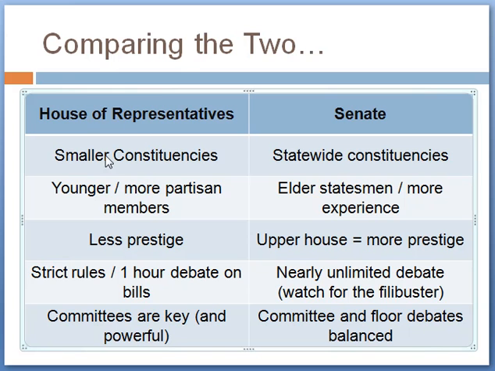You'll see that the House of Representatives has smaller constituencies. They simply represent less people, whereas in the Senate they represent the whole state. The House is often younger. There are more partisan members, whereas the Senate is the elder statesman. They're the more experienced one. Therefore, the House of Representatives has less prestige. The upper house has more prestige. The House has much more strict rules, about an hour debate split between the parties on bills, and nearly unlimited debate for the Senate. You'll notice that comes into play with the filibusters. There's very key differences between the two, and we'll explore that through the rest of this unit. See you later.